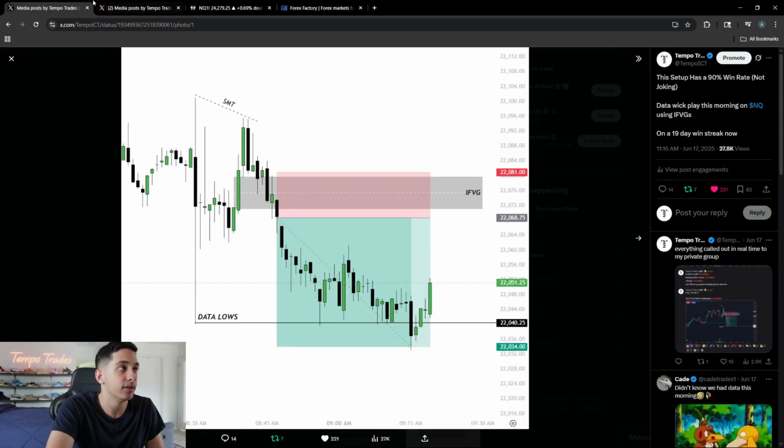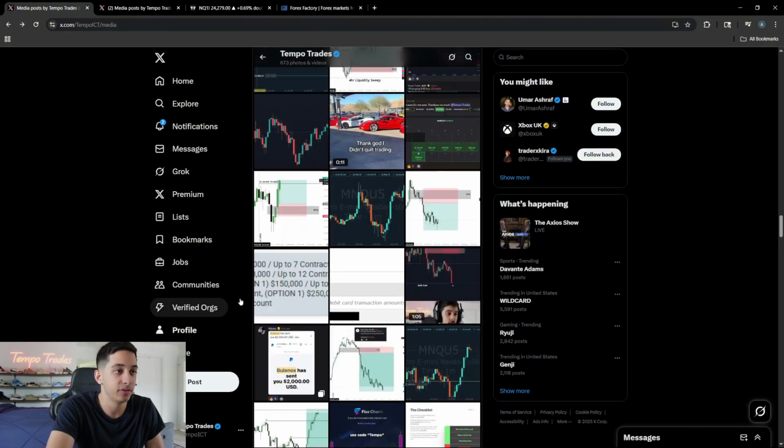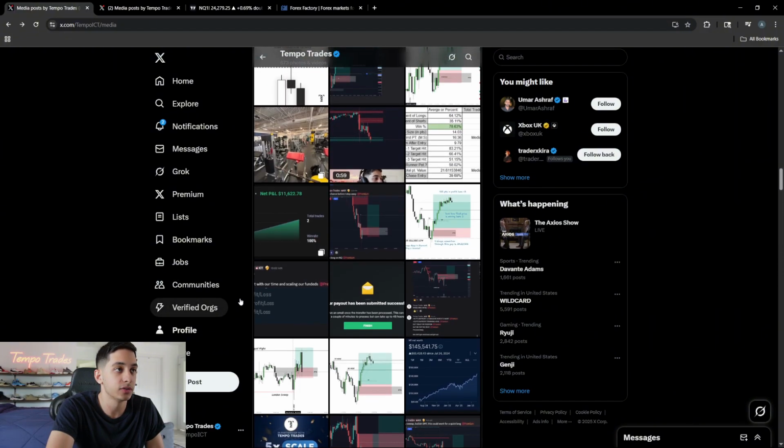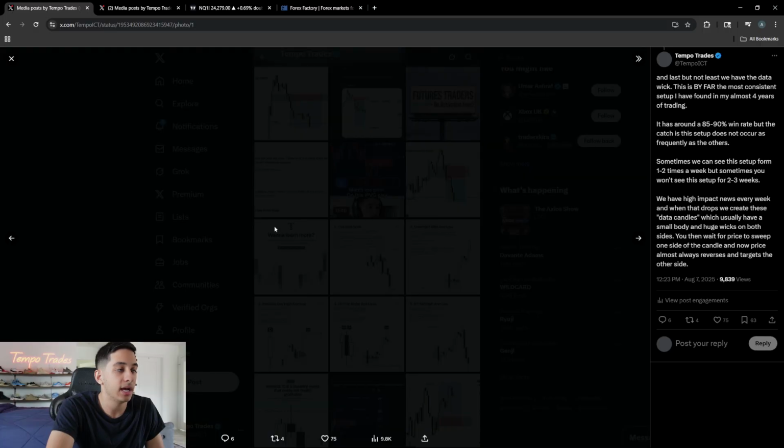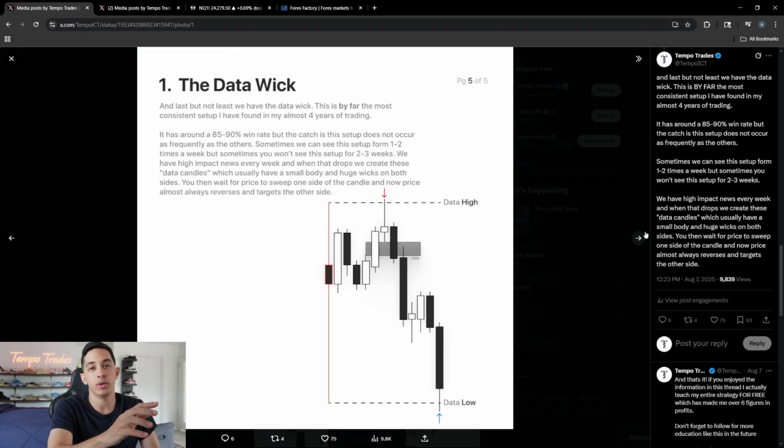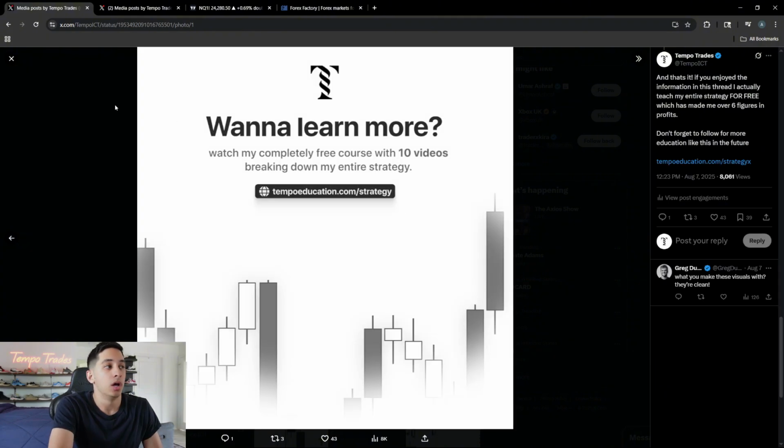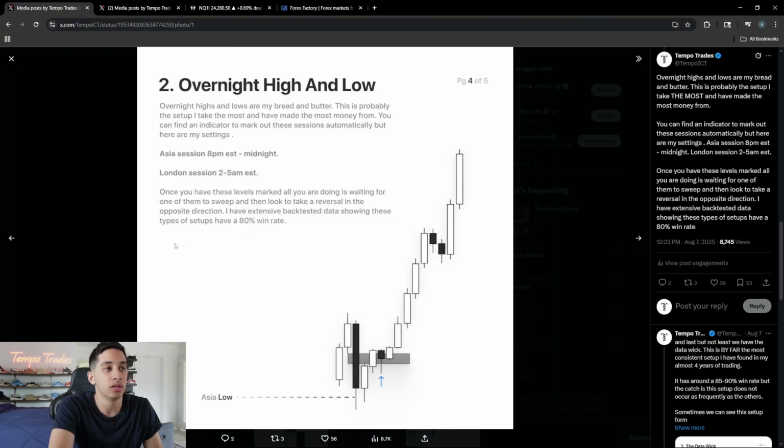And yeah, so those are my 5 favorite liquidity levels. And again, I'll just go over this one more time. Data wicks, the best, doesn't happen that often. Overnight high and low, these happen pretty much every day. These are the most consistent and overall the best. If we're just talking about efficiency and stuff like that, these are going to be your bread and butter.